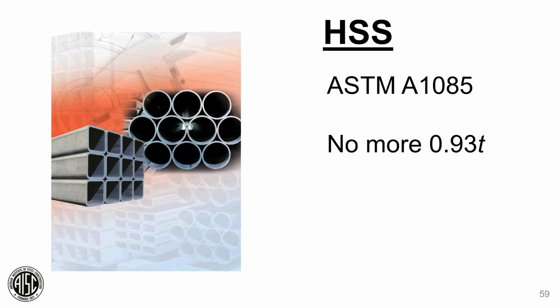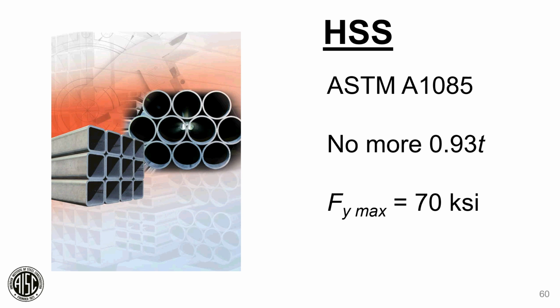One of the major differences is when you're using A500, you'll notice that it's tabulated with a nominal wall thickness and also a design wall thickness, which is 7% less than the nominal wall thickness. That was due to manufacturing procedures that are spelled out in A500. With A1085, you now can use the true wall thickness. So the nominal wall thickness is now the design wall thickness for A1085.